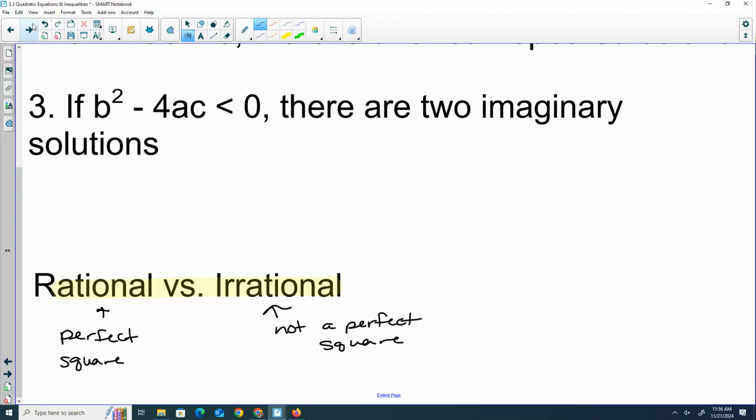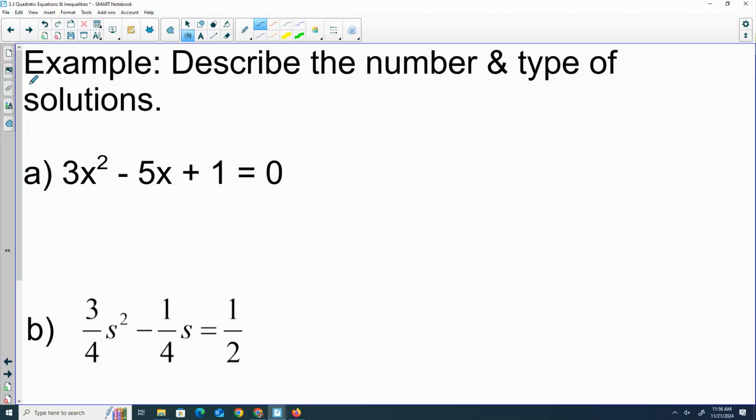So let's look at a few examples of this. I want to describe the number and the type of solutions. So I'm not saying you have to solve it. I just want to know how many answers are we going to get, what are they going to look like? Which means all I need is that discriminant, b squared minus 4ac. So on A, what is my b value? 5 squared minus 4 times, what's A? 3, and what's C?